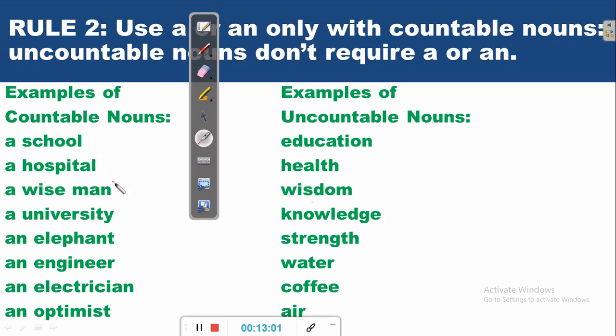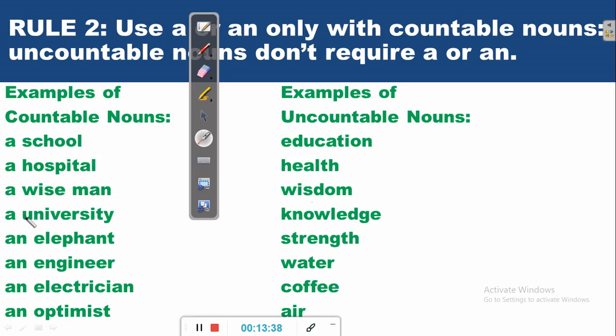Countable nouns usually have singular and plural forms, and those are the kinds of nouns you can use indefinite articles with. A school, and when you are talking of a school, you are talking of one school. If you are talking about 2 or more, you can talk about many schools, or 2 schools, or some schools. All right? A hospital refers to one. A wise man refers to one.